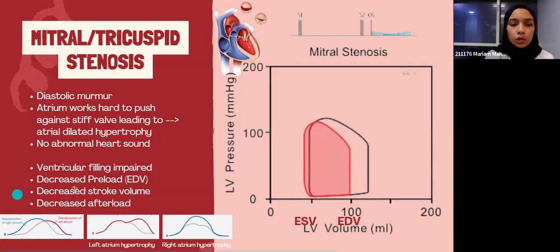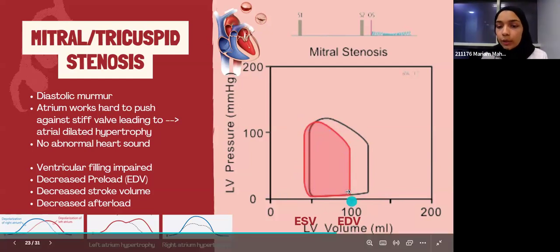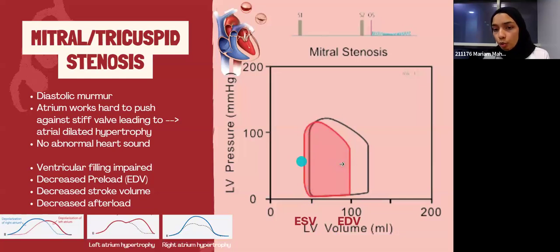Okay. So you will have a decreased EDV or end diastolic volume or preload, and you will have decreased afterload, but not that much. So you will see that the stroke volume, the difference between them both, is decreased.